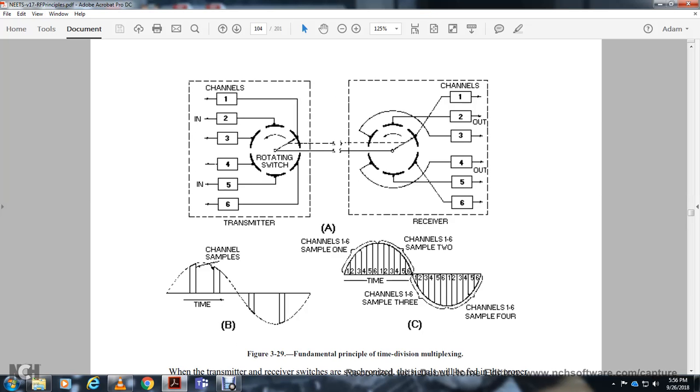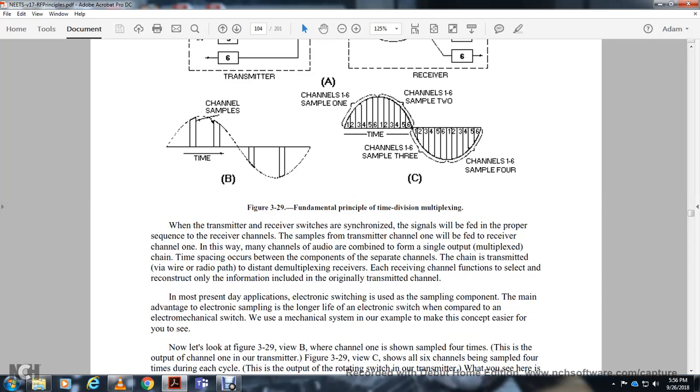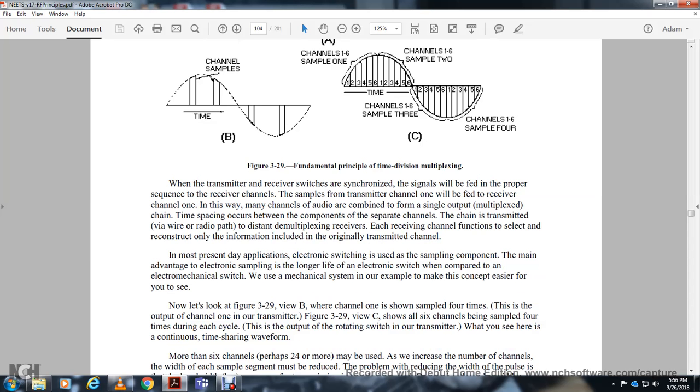This shows the channel samples: channel 1 through 6 make up sample unit 1, then sample 2, and so on through sample 4. When the transmitter and receiver switches are synchronized, the signals will be in the proper sequence. The transmitter channel 1 is received at the receiver channel 1, and the audio is combined to form a single time-spaced multiplexed output with the separate channel components. The transmitter sends this over a wire or radio path a distance to the receiver. At the multiplexing receiver, each receiver channel selects and reconstructs only the information included with the original transmitted channel.